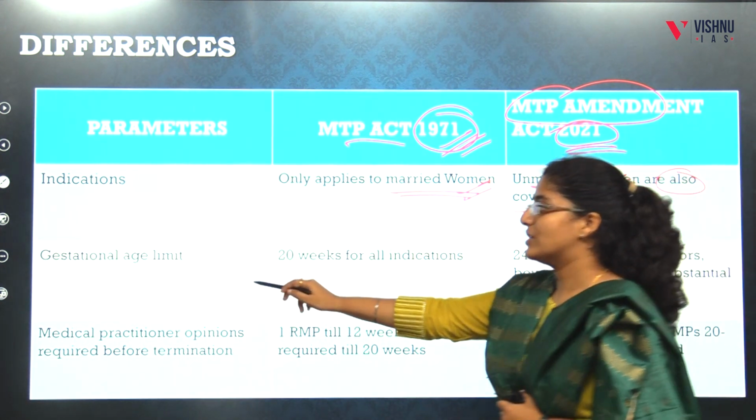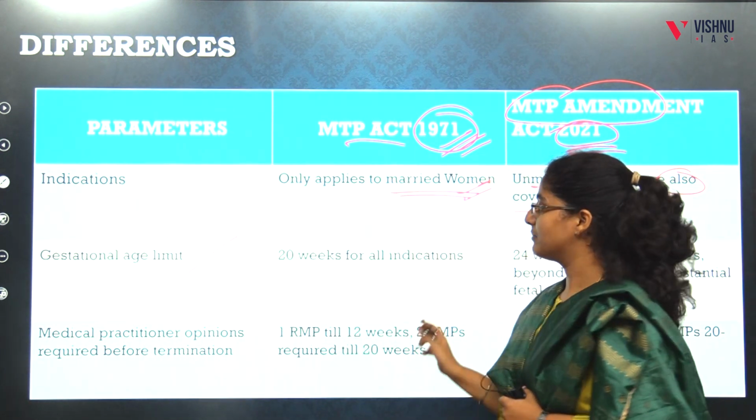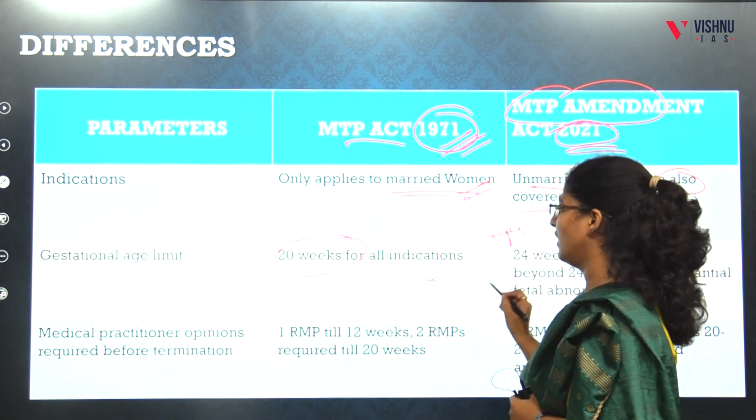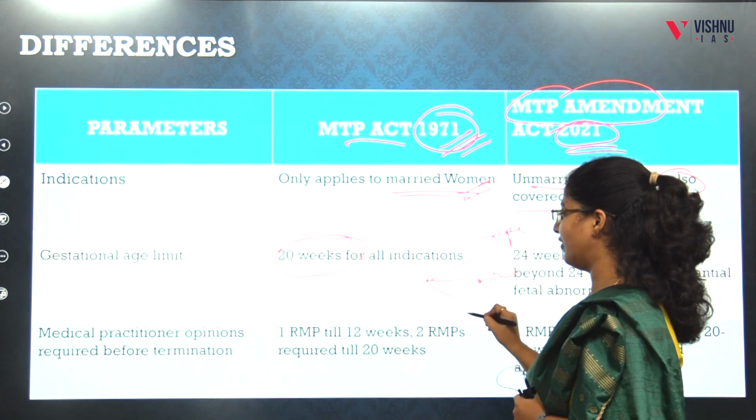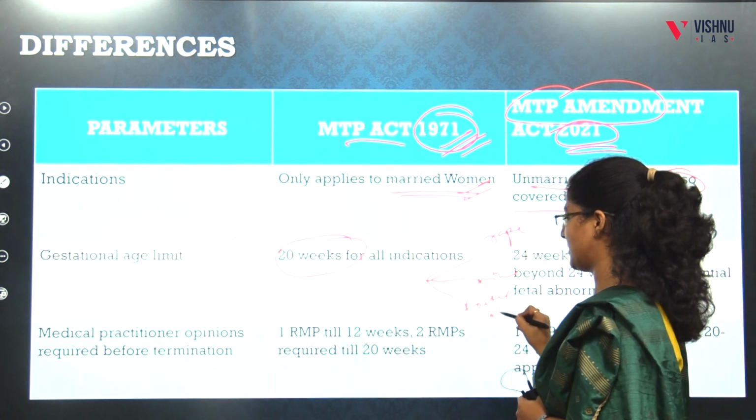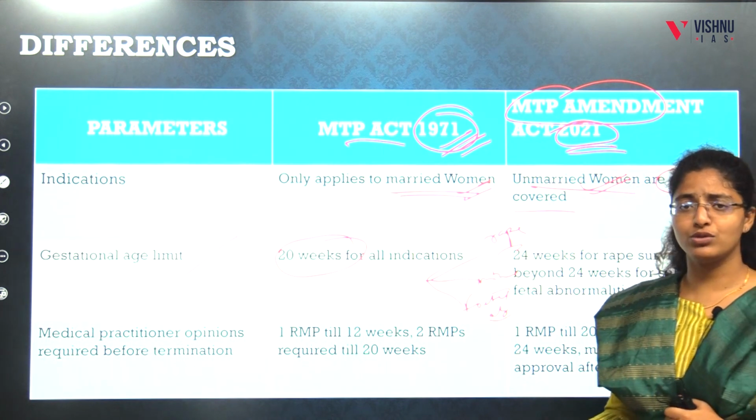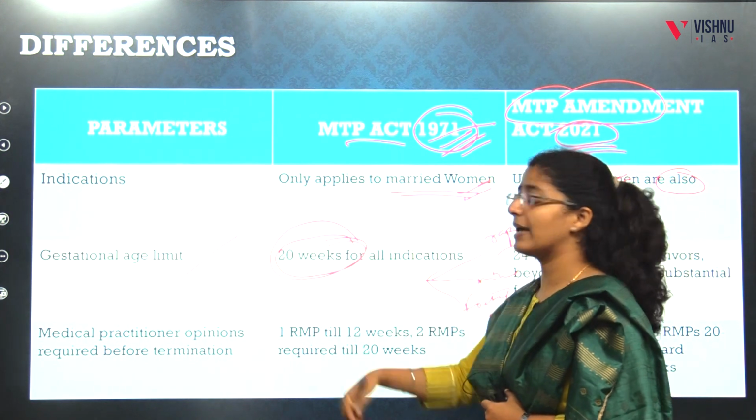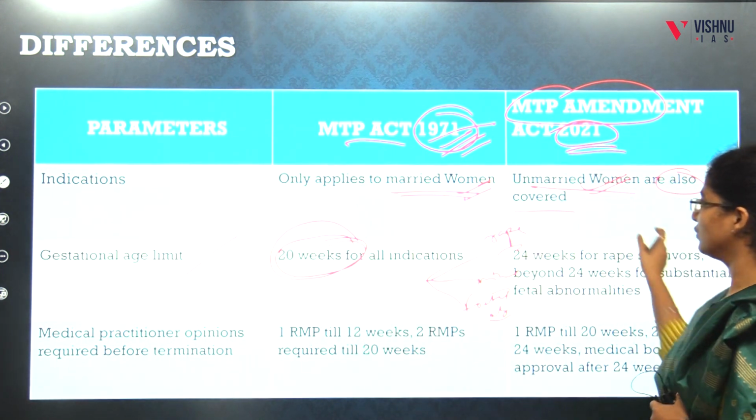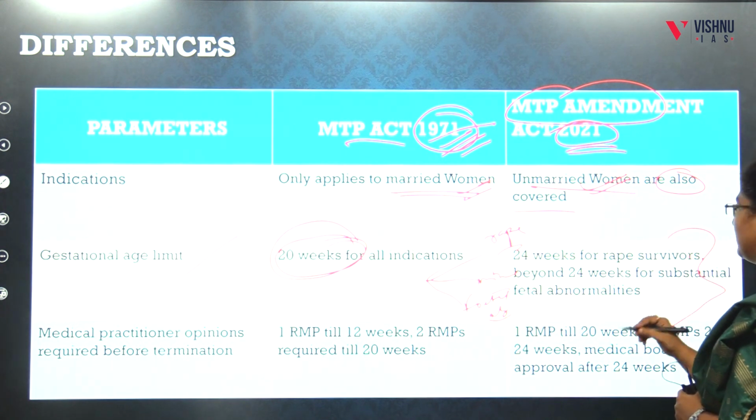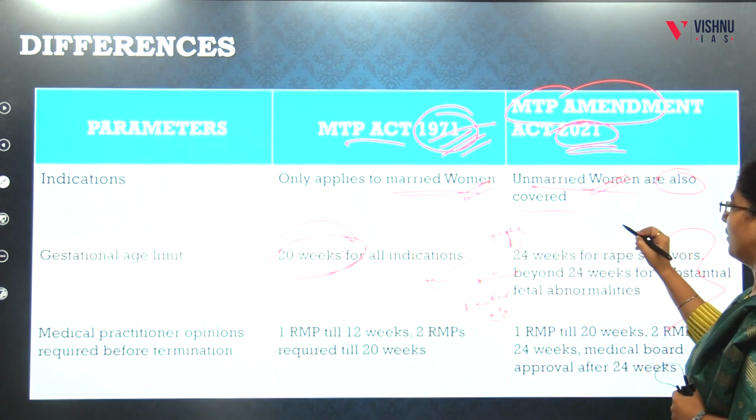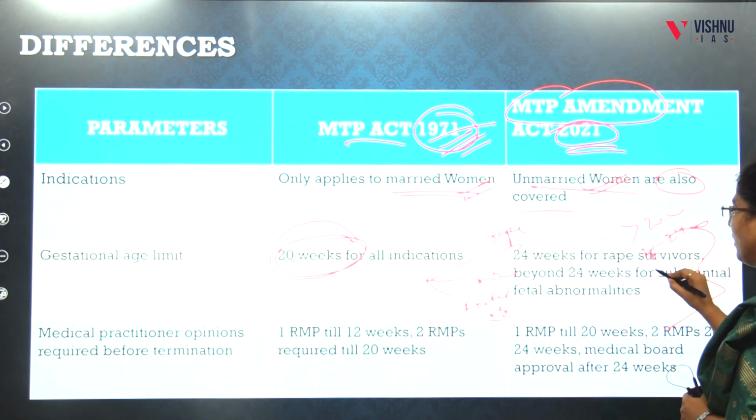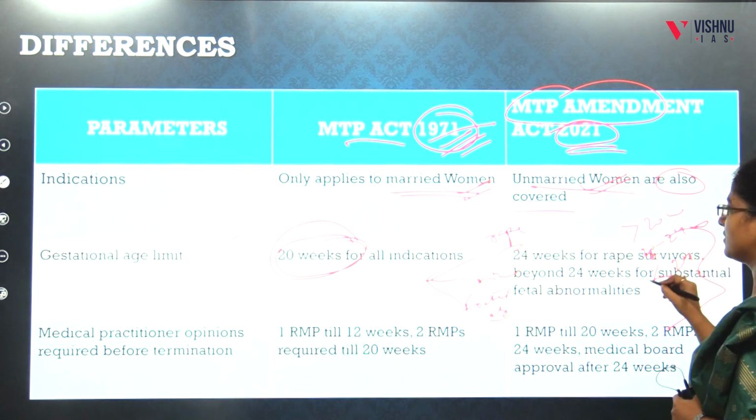While coming to the gestational age limit, whatever the circumstance, it was only 20 weeks. What are the circumstances one could face? Rape, a minor victim, and fetal abnormalities. These are the three cases in which a woman wants to terminate, that is, abort her pregnancy. During 1971, the gestational time limit was only 20 weeks. In 2021, they were made into three gestational limits: before 20 weeks, 20 to 24 weeks, and more than 24 weeks.